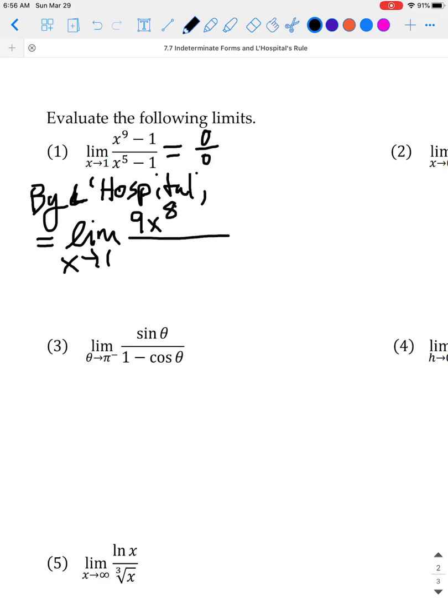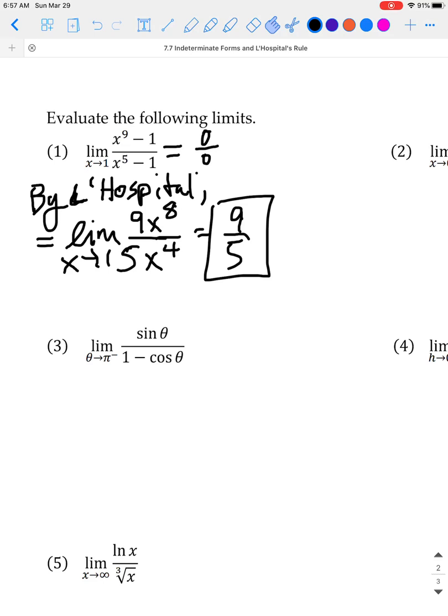So the derivative of the numerator is 9x to the 8, the minus 1 becomes 0. And on the bottom it'll be 5x to the 4th. So substituting in 1, we get 9/5. So the limit will be 9/5. You can verify that graphically as well at 1. But we get 9/5. So again, much easier than trying to figure out how to factor this.